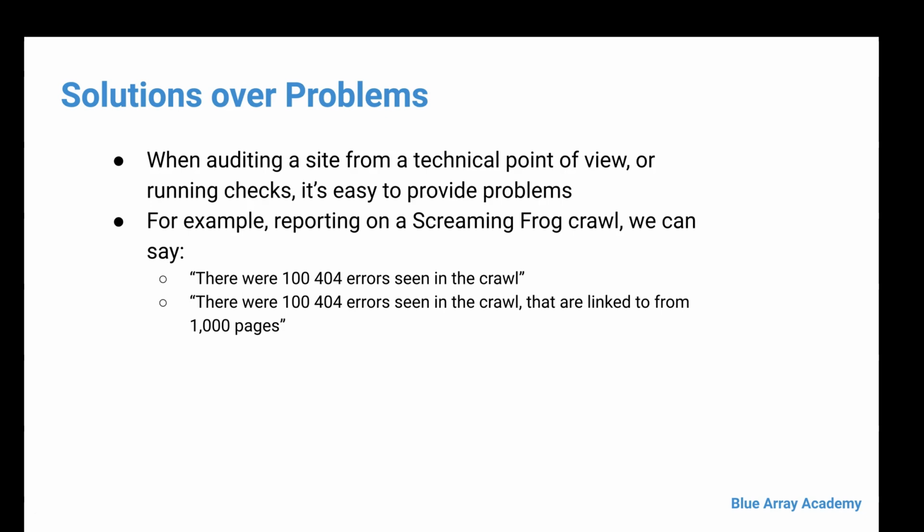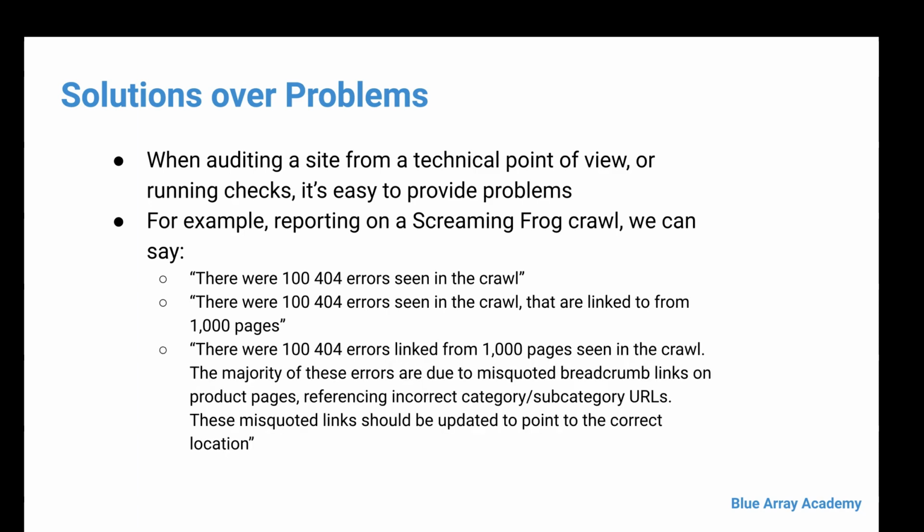This next example: there were 100 404 errors seen in the crawl that are linked to from 1,000 pages. Okay, so this is a bit better. There's some additional information that adds perspective. This third example: there were 100 404 errors linked from 1,000 pages seen in the crawl. The majority of these errors are due to misquoted breadcrumb links on product pages referencing incorrect category or subcategory URLs. These misquoted links should be updated to point to the correct location.